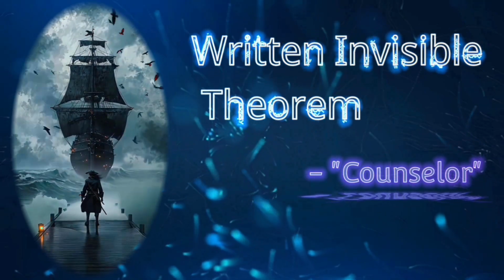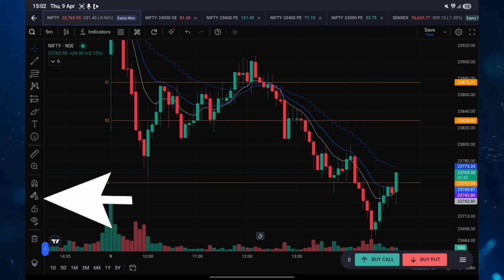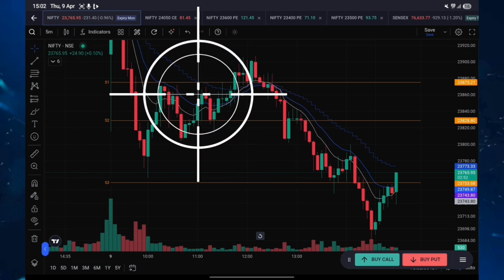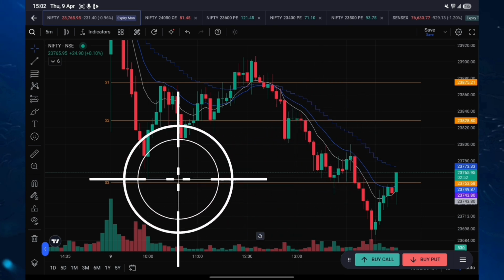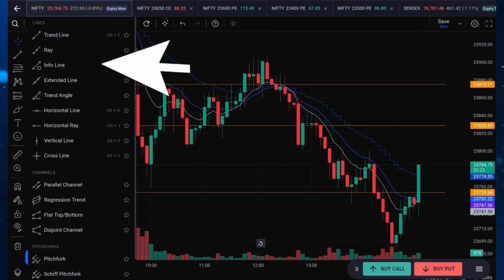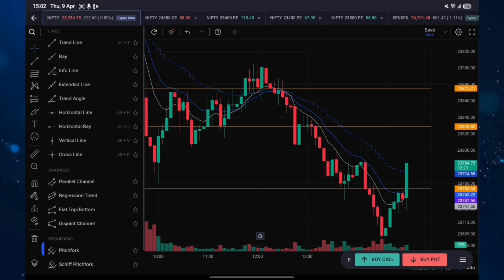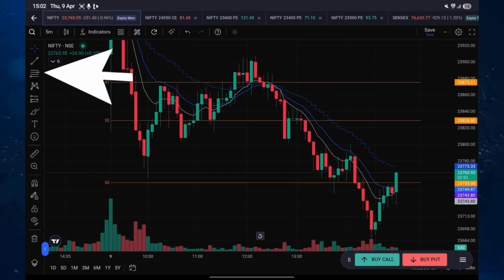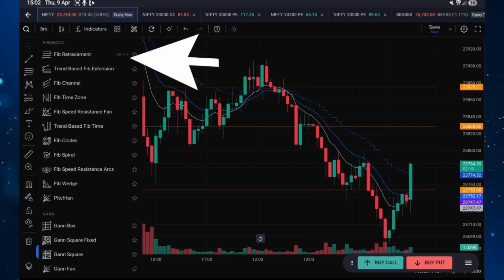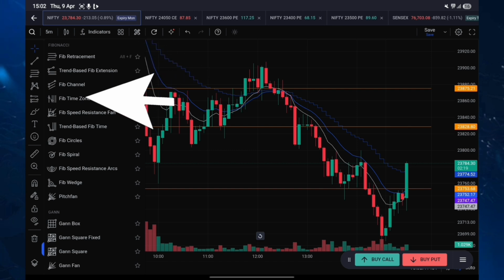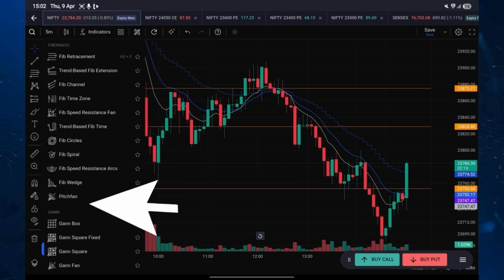As of now, look at the left-hand side of your screen. This is the toolbar from where you get a lot of tools. The first one is the cross tool. It will come up wherever you tap on the screen. Second, we have lines. In this section we have so many lines like trend line, ray line, horizontal line, vertical line. The third one is Fibonacci. Here you have a lot of Fibonacci tools. Fibonacci is a kind of ratio used in the whole market and in the universe as well. So we have Fib retracement, trend-based Fib extension, Fib channel, Fib circles, Fib spiral. So many Fib tools are there.